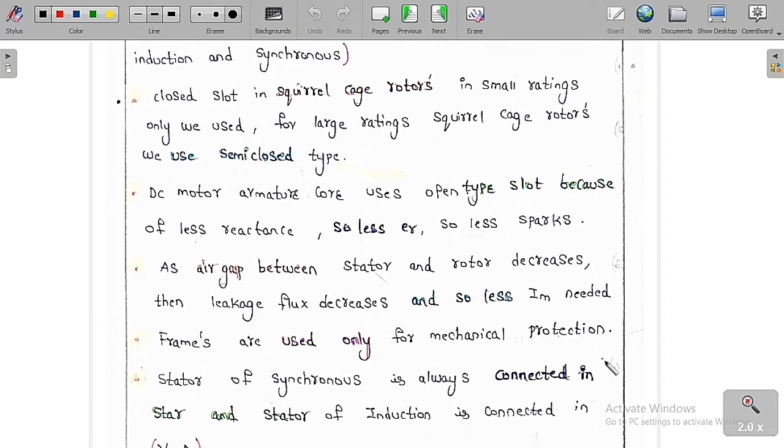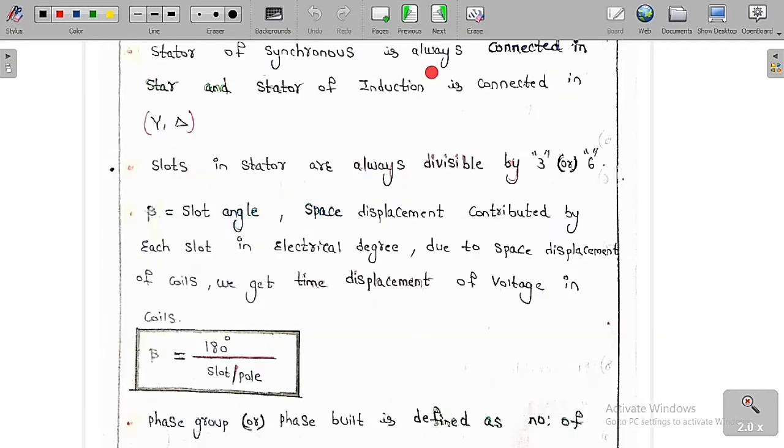I already told you, the outer frame of an induction machine is basically made of cast iron for small machines and steel and aluminium for larger machines. It won't carry any flux, and it is laminated to reduce the eddy current and hysteresis losses. So we can say that the frames used for the induction machine are used only for mechanical protection.